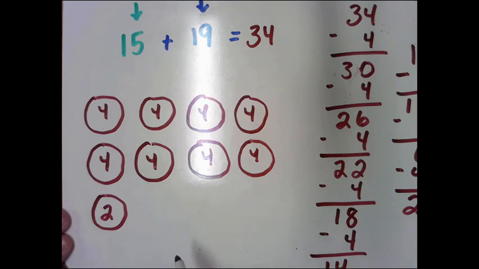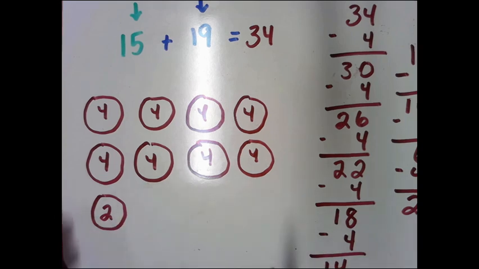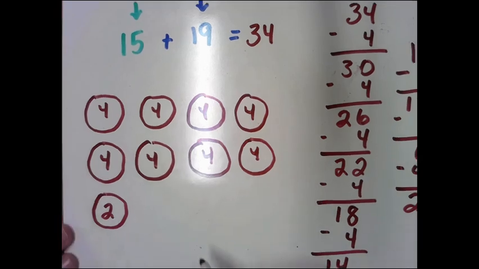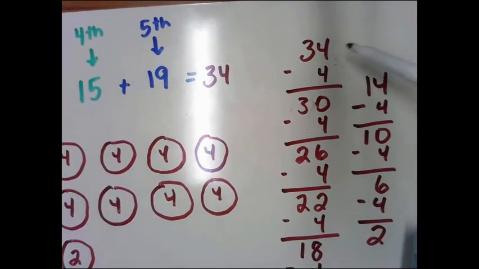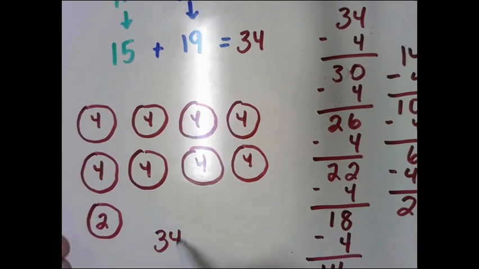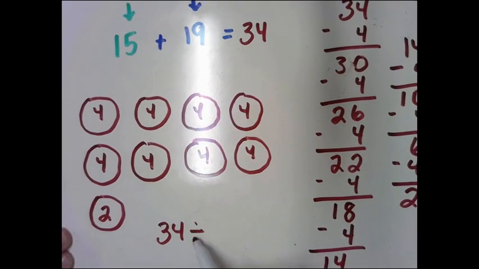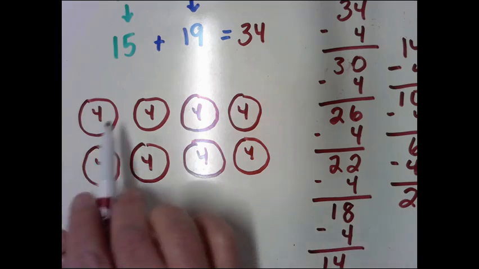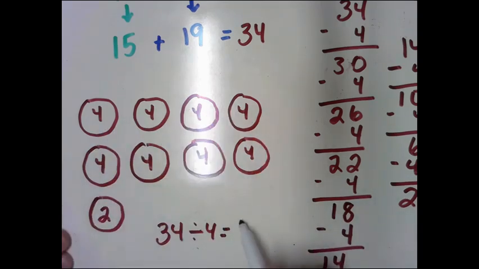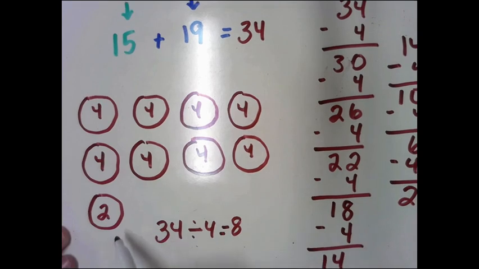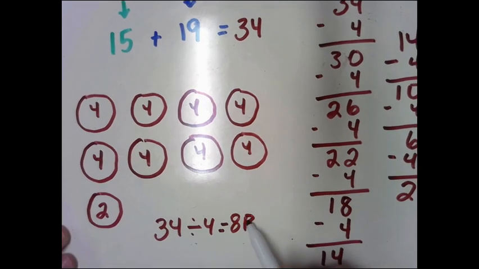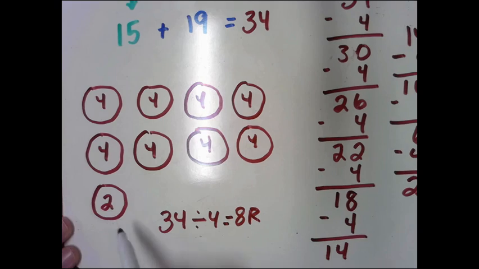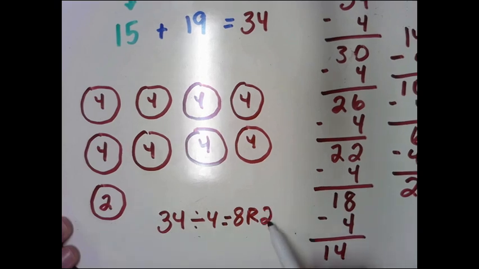So basically what we were doing, folks, is we were taking 34 and dividing it by 4, because we were taking those 34 kids and making groups of 4. Well, that's going to equal 8 full tables, as you can see. And this is what we call a remainder. So I'm going to put an R here for remainder. And we have 2 remaining. So we have 2 as a remainder. So it's 8 remainder 2.